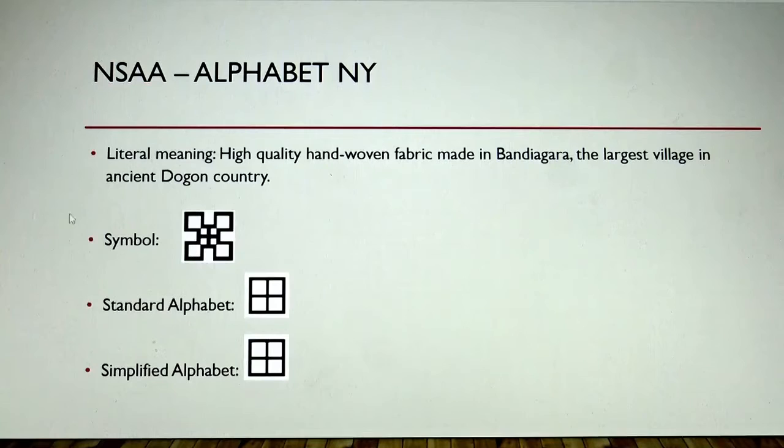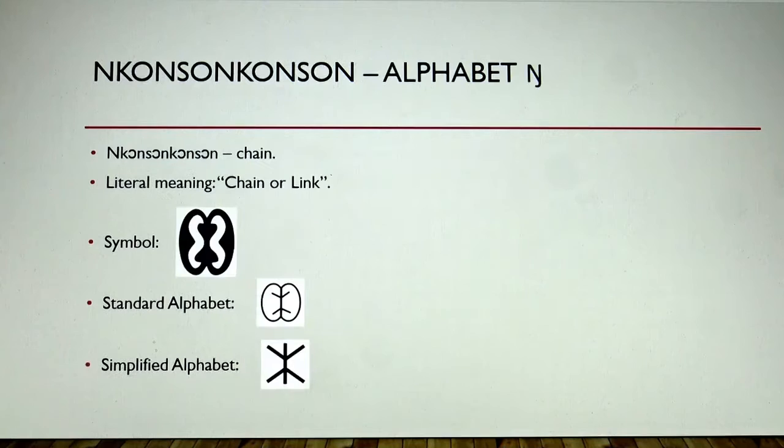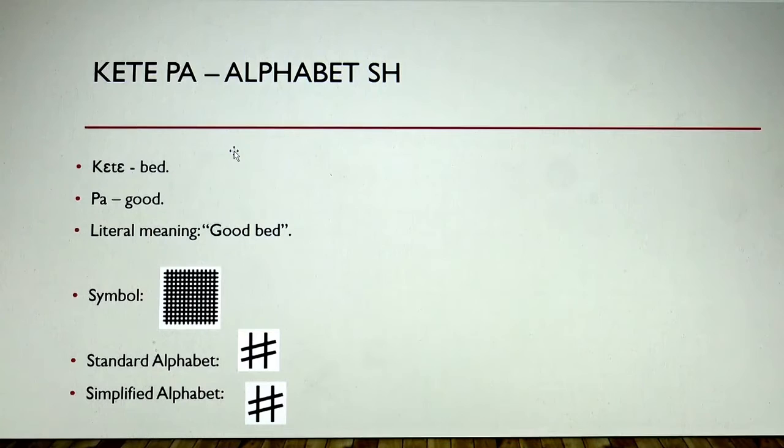Nsa, alphabet NY. Nsa is a high quality hand woven fabric made in Bonwire. Diagara, the largest city nation, Dogon country. This is the symbol of Nsa. The standard and simple alphabets are the same. Nkonsonkonson is alphabet N with a hook. Nkonsonkonson means chain, so this literally means chain or link. This is the symbol. This is the standard and simple alphabet. Ketepa is alphabet SH. Kete means bed, pa, good. Literal meaning good bed. This is the symbol and this is the alphabet.